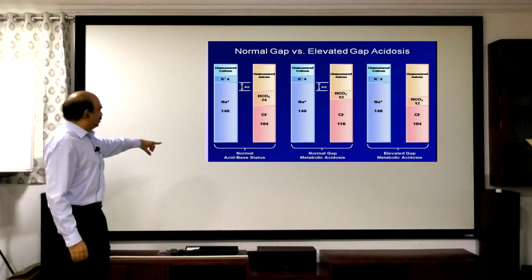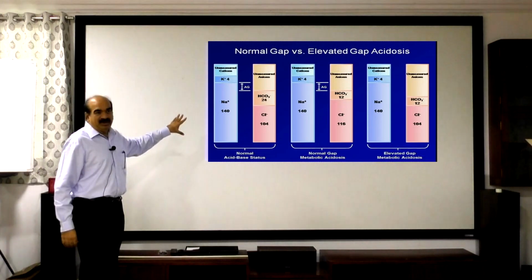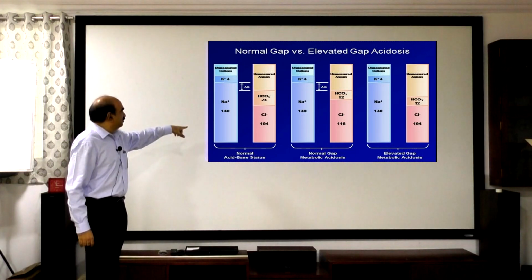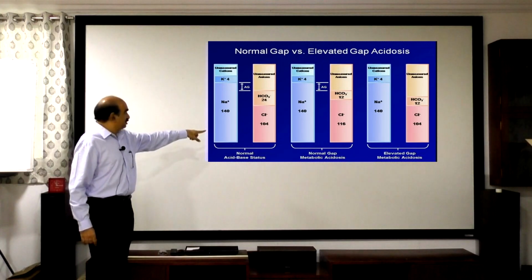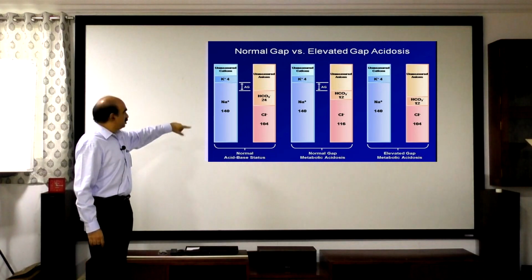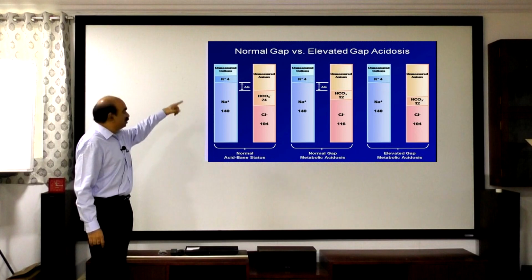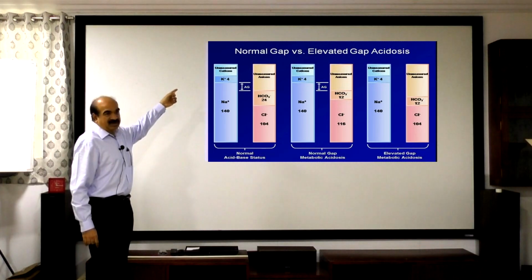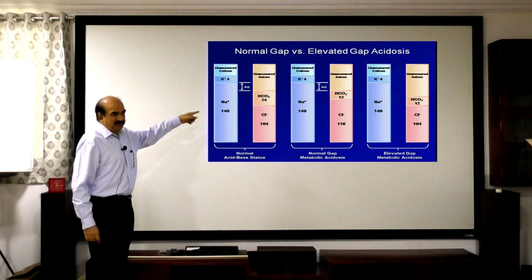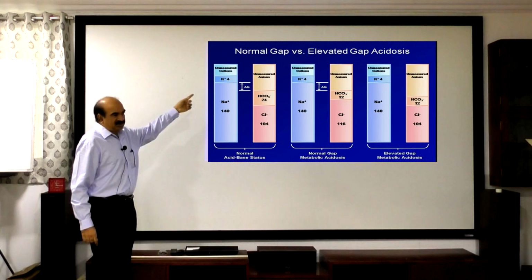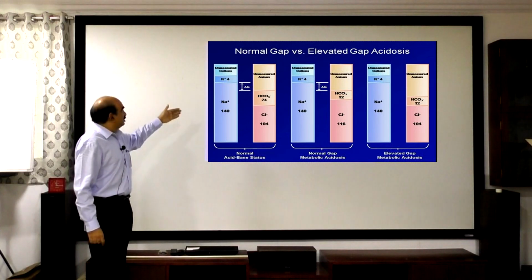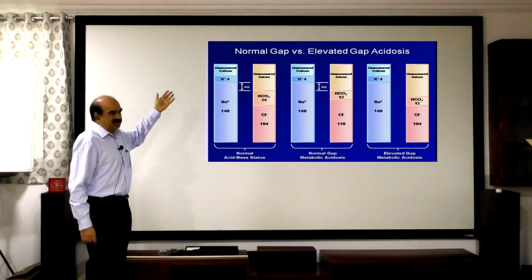This is normal acid-base status. Normally, the body maintains ionic equilibrium, so the total number of cations will be equal to the total number of anions. Here, the major cations are sodium and potassium. The measurable cations are sodium and potassium, which we routinely measure. The remaining are unmeasured cations, like calcium and magnesium.